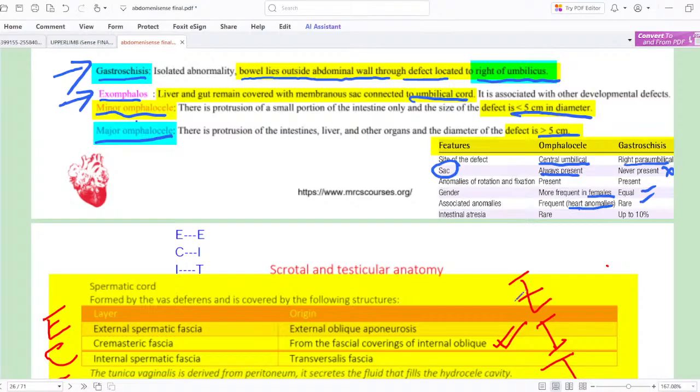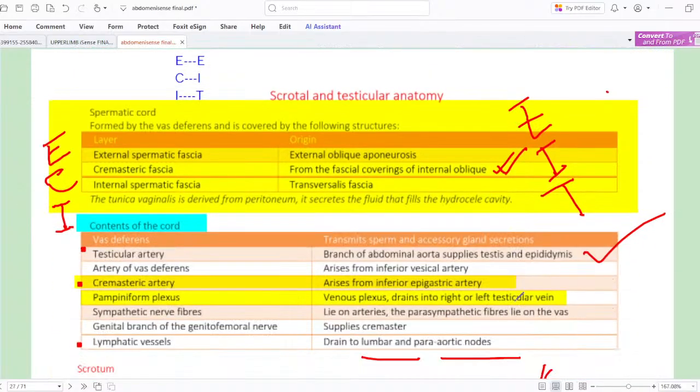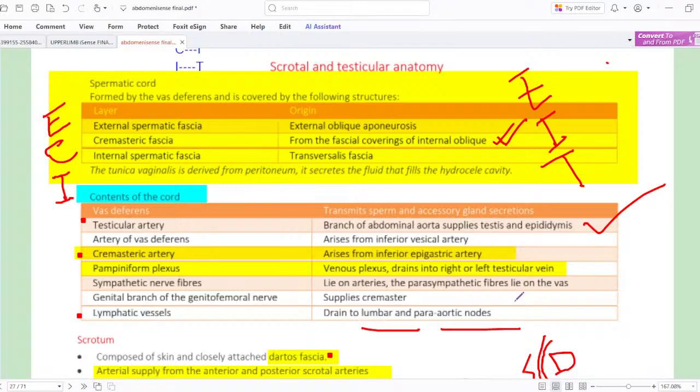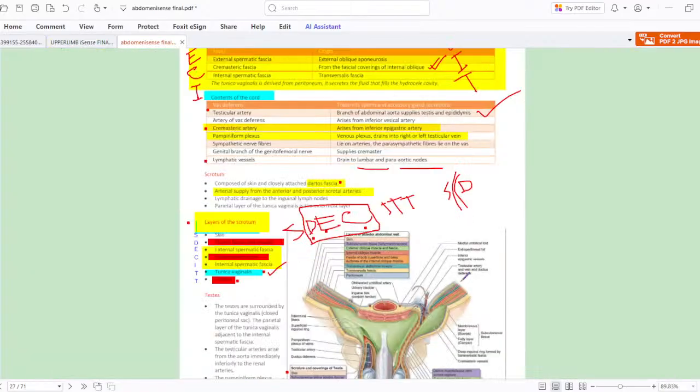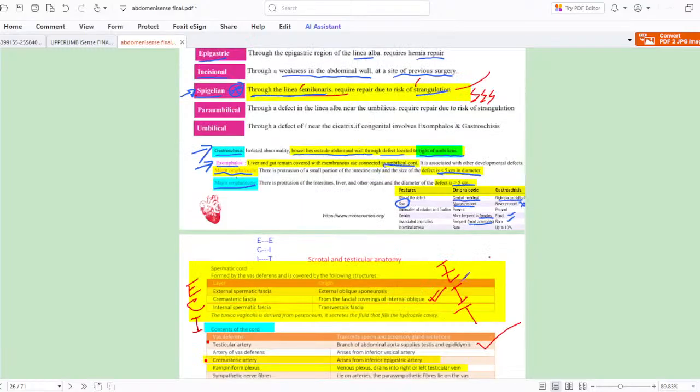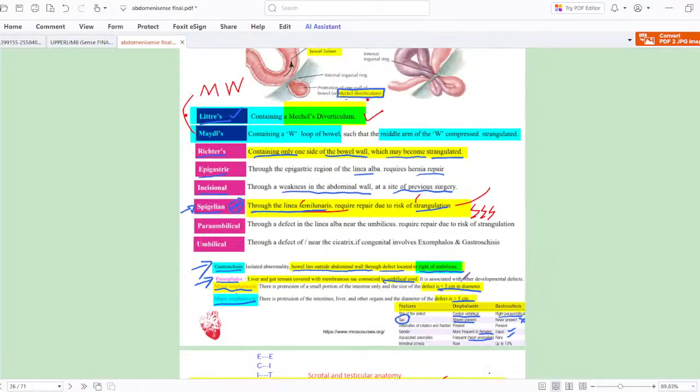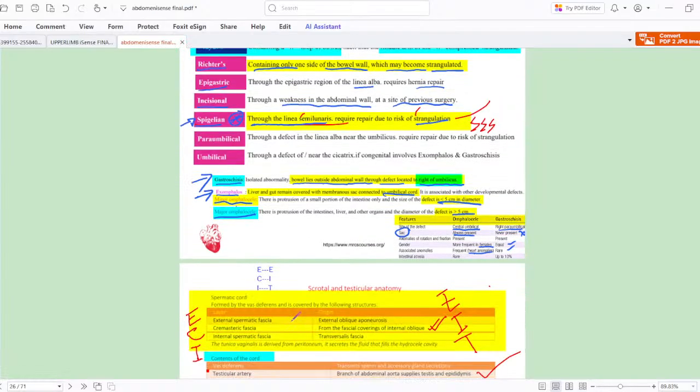We can conclude here tonight, I think. The abdomen is very important. It's just the hernias that we have here, the types of hernias. We finished up to this page. Can you explain? I am just confused.